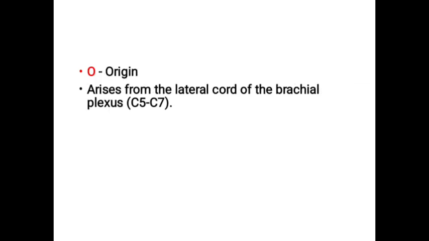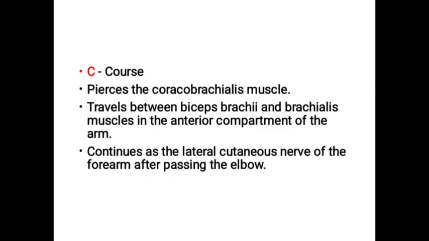Now, origin: it arises from the lateral cord of the brachial plexus, which is C5 to C7. Course: the musculocutaneous nerve pierces the coracobrachialis muscle, travels in between the biceps brachii and the brachialis muscles in the anterior compartment of the arm, and it continues as the lateral cutaneous nerve of the forearm after passing the elbow.